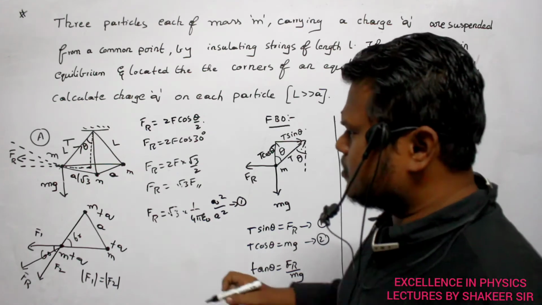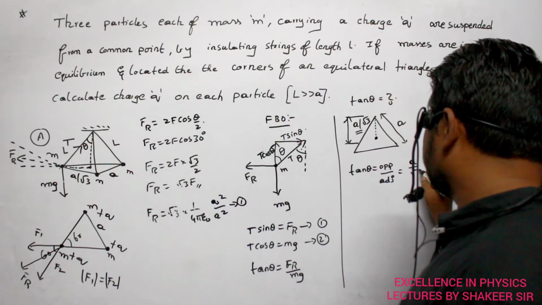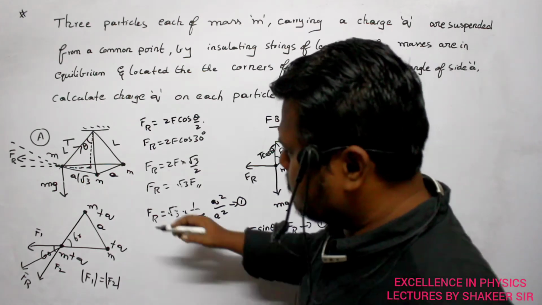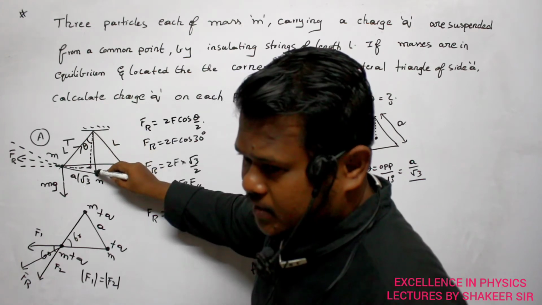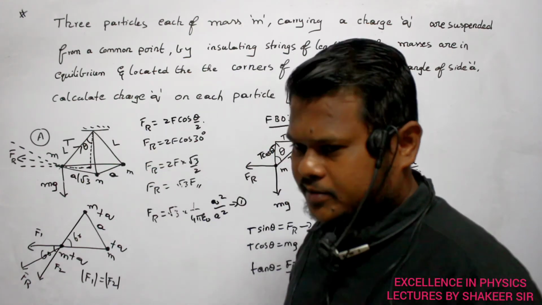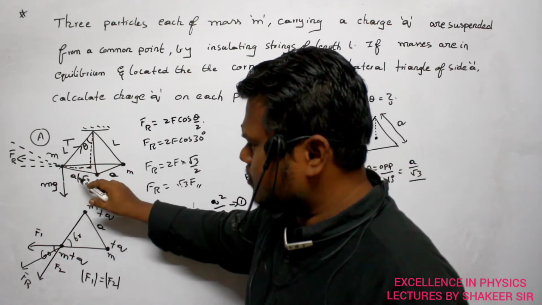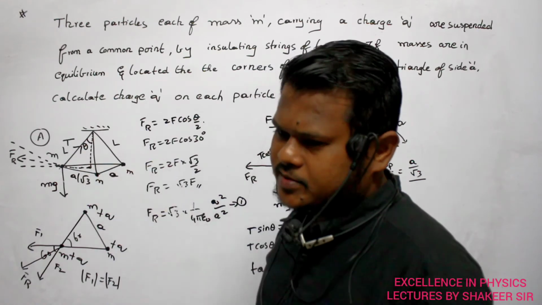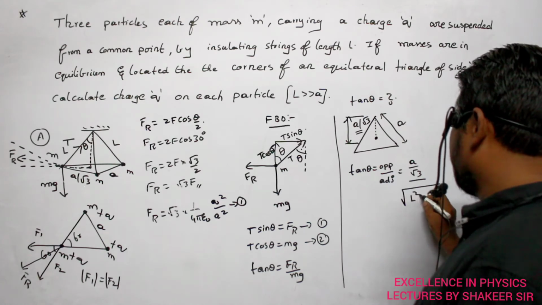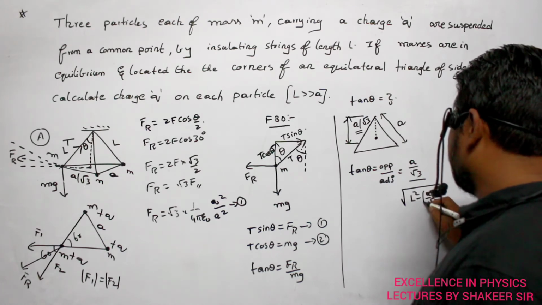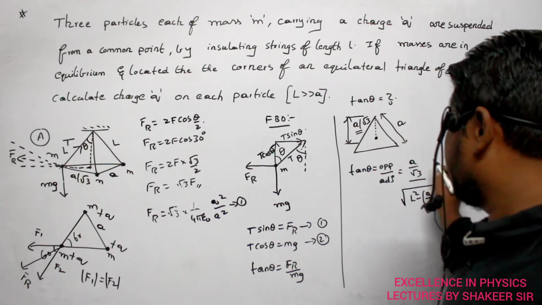So opposite side is how much? Opposite side is A by root 3. And the adjacent side is how much? This is the adjacent side. This length we don't have. Then how can I calculate that length? But I have the opposite side and the hypotenuse. So hypotenuse square is equal to first side square plus second side square. So this value is equal to square root of L square minus A by root 3 whole square. So this is the value of tan theta.